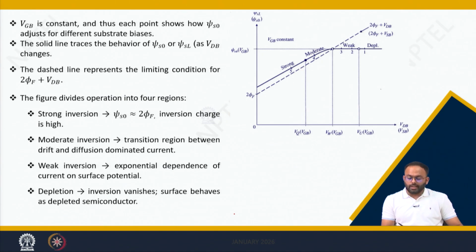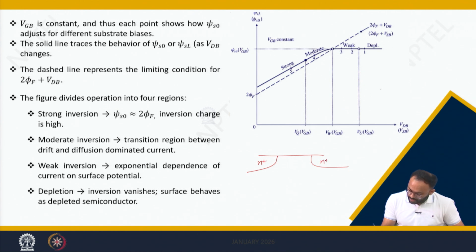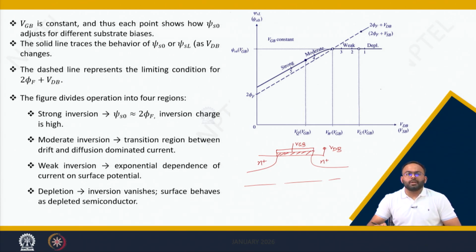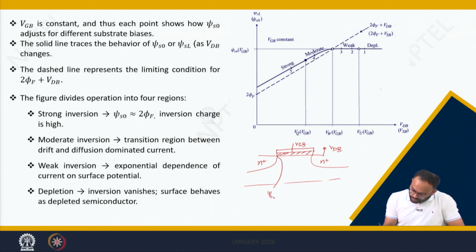So let us see further what will happen when you increase the drain to body voltage or drain to source voltage. Again, to give you a clear picture, let me draw the schematic. N plus here, N plus here, and you are increasing VDB voltage. Let us consider VGB is constant. And we will analyze how my surface potential changes. For example, here the surface potential is psi S0 and here the surface potential is psi SL. Let me increase VDB value.